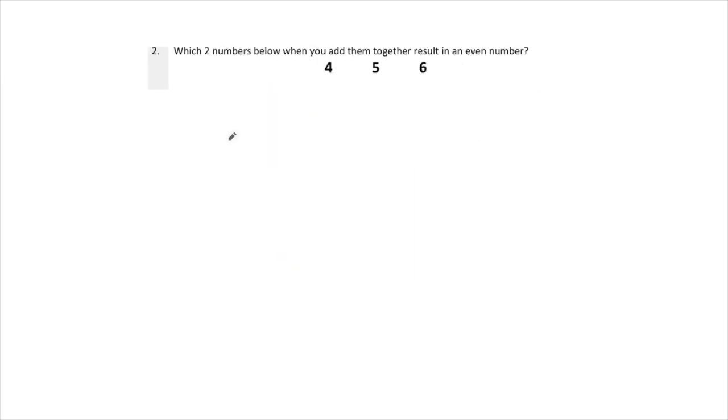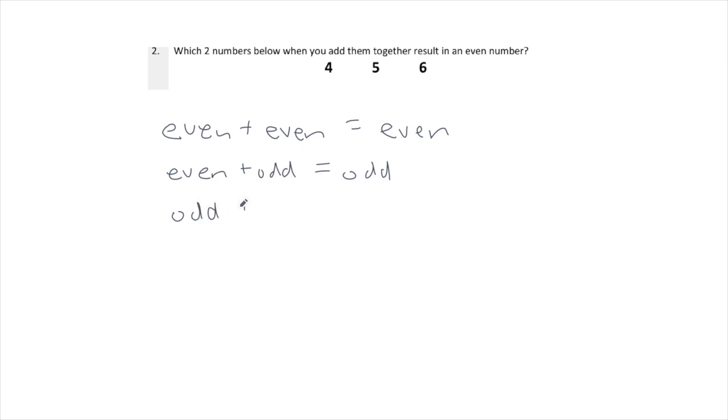For this problem, we have to figure out which two numbers added together result in an even number. So we could use trial and error in this problem, but we know that when we add an even with another even number, we always get an even number. But when we add an even and an odd number, we always get an odd number. Only when we add an odd number and an odd number, we get an even number.